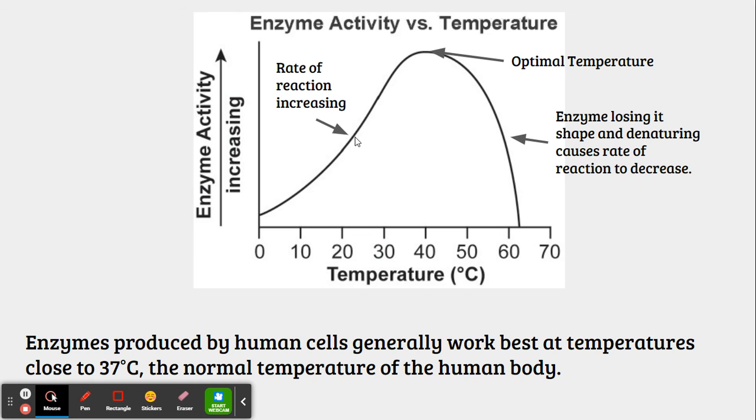As we approach that optimal temperature, we can see the rate of reaction increases. But once we go past that optimal temperature, it gets too hot. Our enzyme loses its shape and it denatures, causing the rate of reaction to decrease. And remember, the same thing will take place when we see extreme changes in pH, which we know is the measurement of acids and bases.